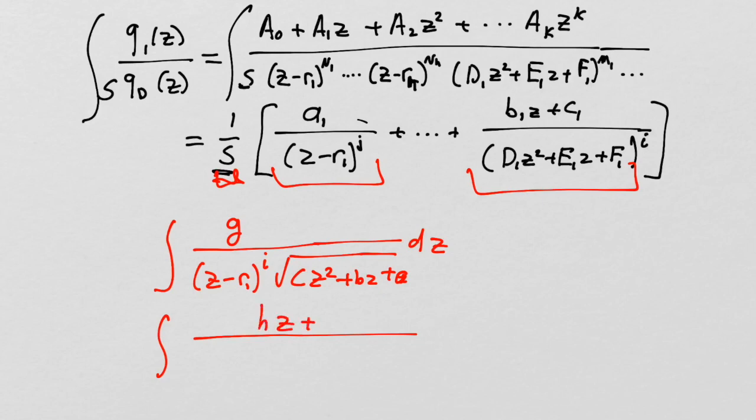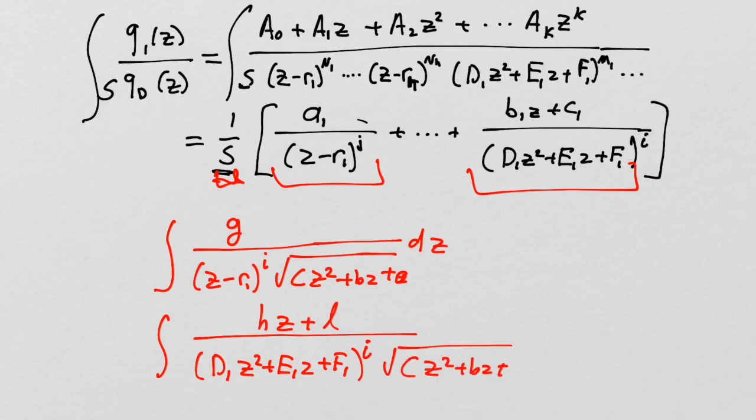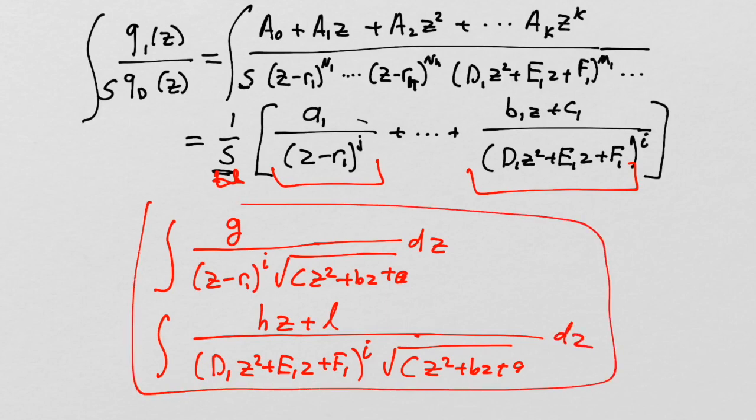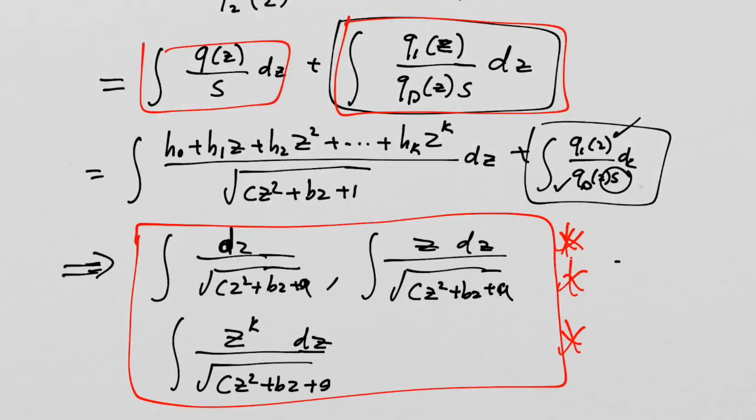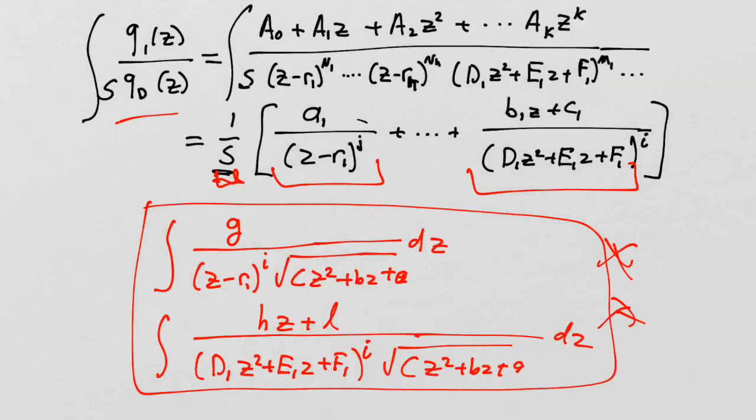h z plus k plus a little l, and it's got to be d1 z squared plus e1 z plus f1, raised to the i-th power times the square root of c z squared plus b z plus a, dz. So we have to be able to integrate these two things in order to be able to integrate that. And if we can get these two here, and if we can do these three here, then we can integrate any rational function that involves s.